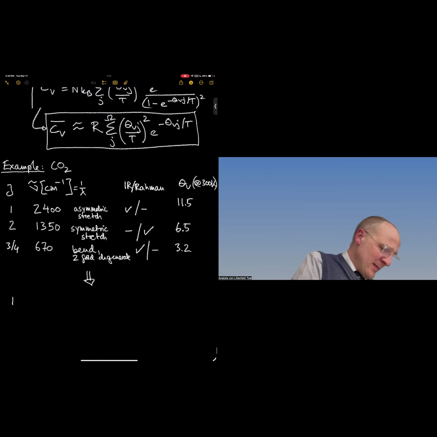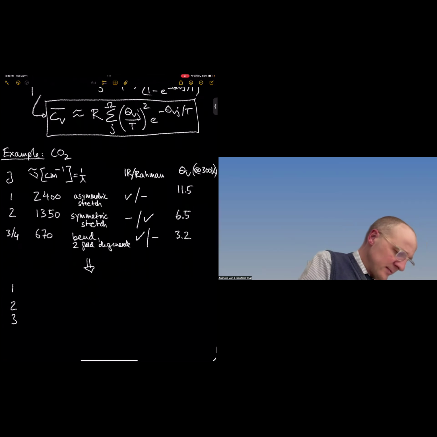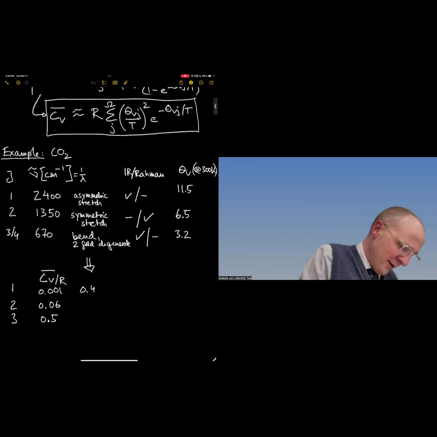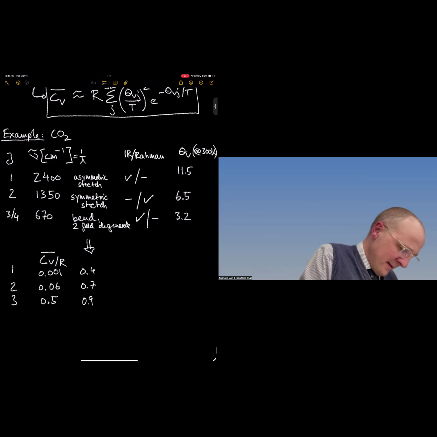And then for these three modes, you will find in terms of heat capacity, in units of the ideal gas constant, 0.001, 0.06, and 0.5, or 0.4, 0.7, 0.9 at the temperature of 300 Kelvin or 1000 Kelvin.